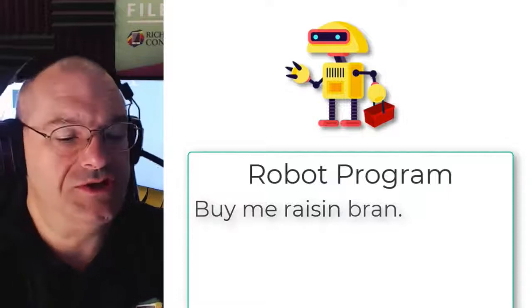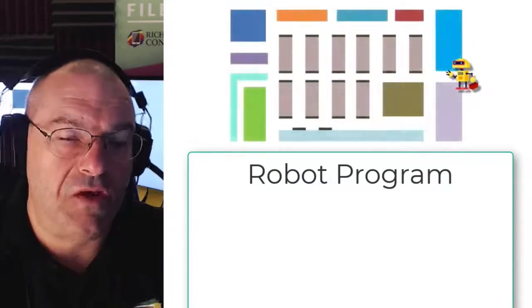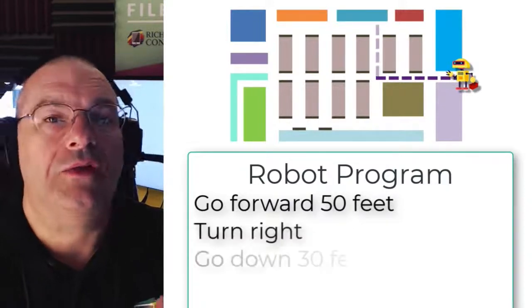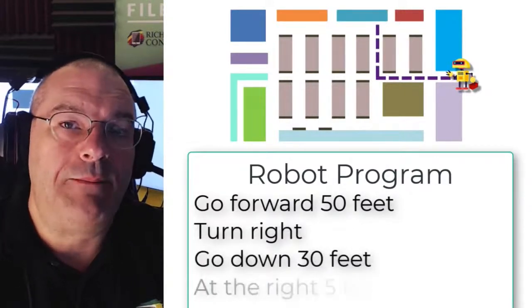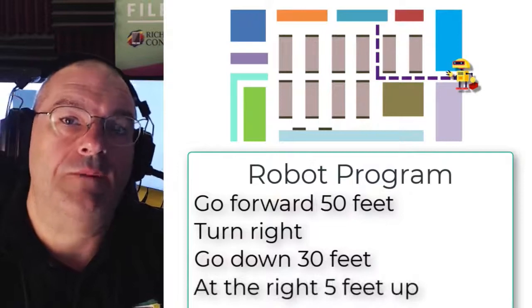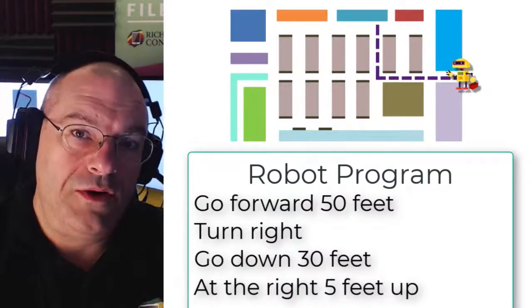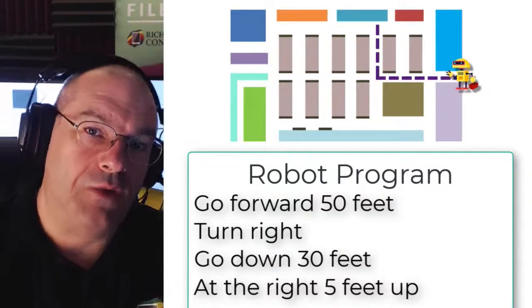And so what you're going to do is you're going to say, the first step is go forward 50 feet down the aisle, turn right and go down 30 feet, and then stop and look to the right at 5 feet and grab the box, and then put that in the cart. Those steps are go forward, then go right, and then look right again.